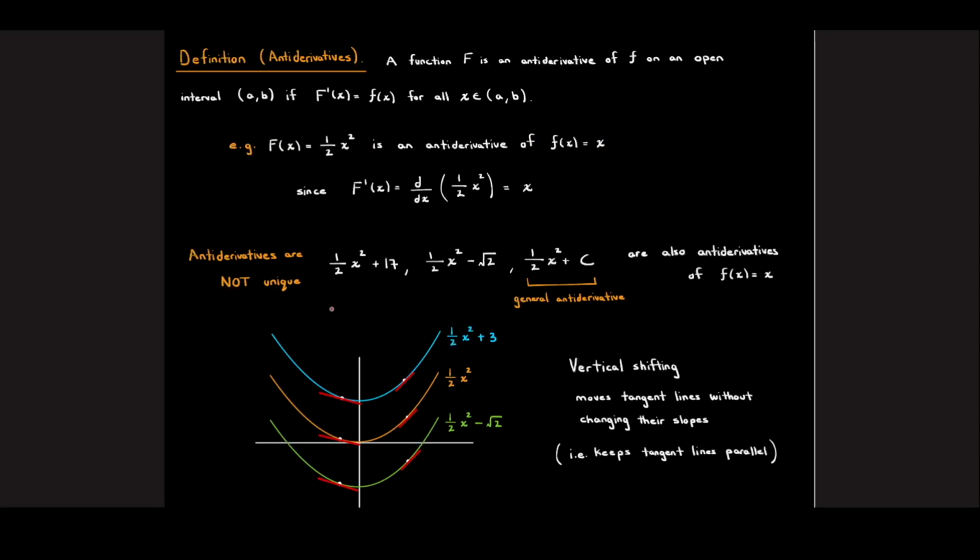Please note that antiderivatives are not unique. I know that 1/2 x squared is an antiderivative, but so is 1/2 x squared plus 17, or 1/2 x squared minus square root of 2. In fact, it's going to be 1/2 x squared plus any constant. You can add any constant because when you differentiate this, you can apply the sum rule for derivatives, and the derivative of the constant is just going to be 0. And this piece will differentiate to x. And so these are all antiderivatives of the given function f of x equals x.